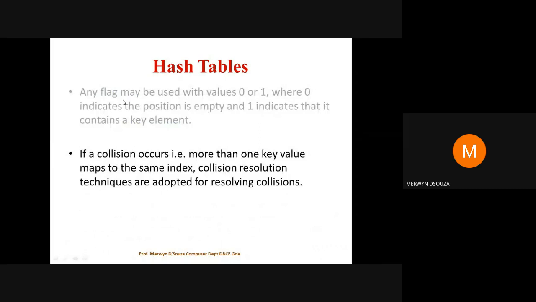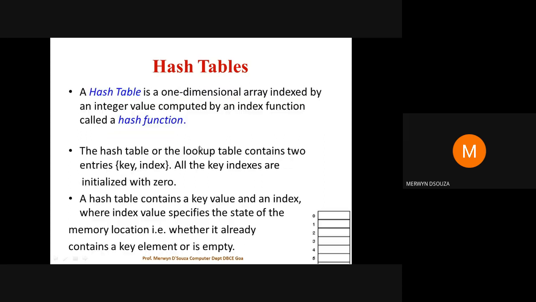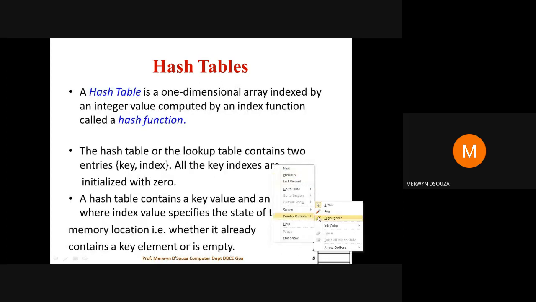So we could use something known as a flag with the value 0 or 1, where the 0 would indicate that the array position is empty and a 1 would indicate that the array position contains a key element. Okay. So if a collision occurs, I'll tell you what is the collision. About this I will talk more later. Right now I'll not talk about collision. So basically, till now what you have studied, I'll just go through it quickly.